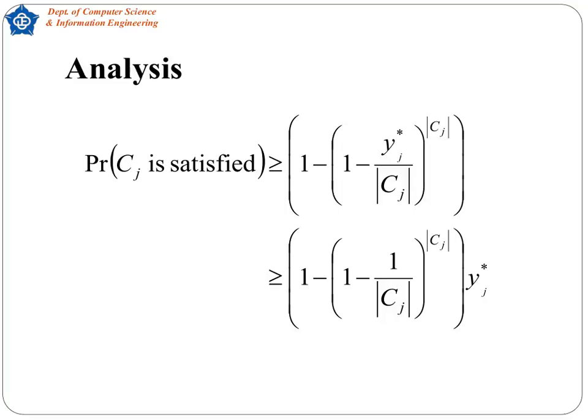Next, we invoke a classic inequality. Replace y* with 1/C in the base and raise the result to the power y*. That gives us Pr[C satisfied] is greater than or equal to 1 - (1 - 1/C)^y*. In other words, each constraint is guaranteed to be satisfied with at least this constant probability.